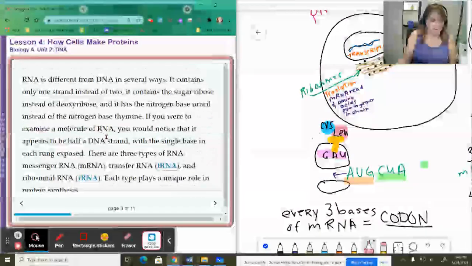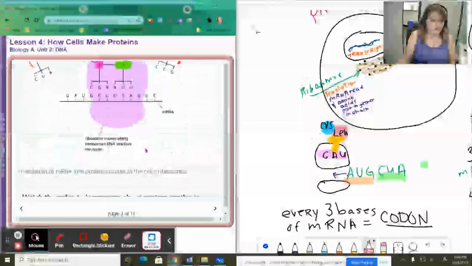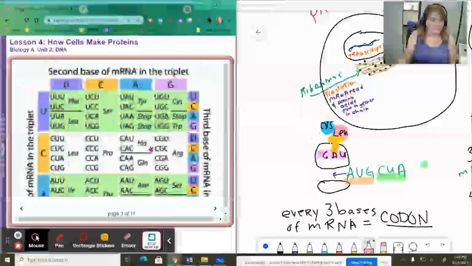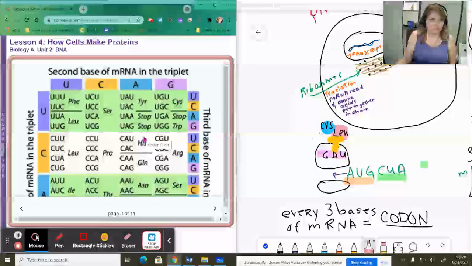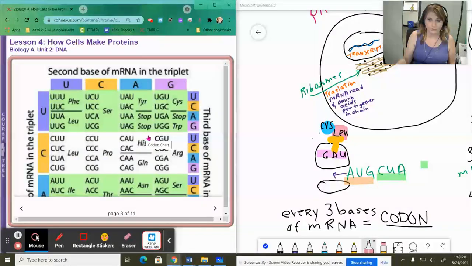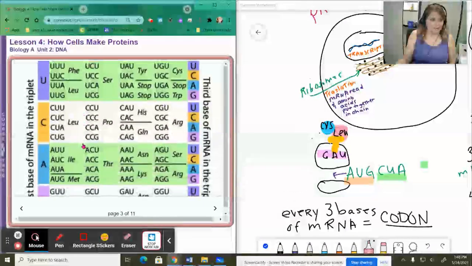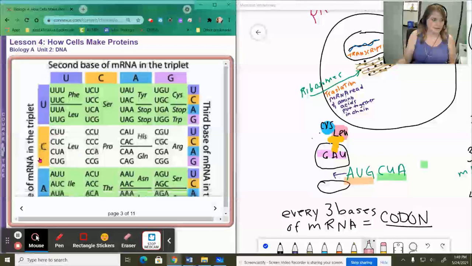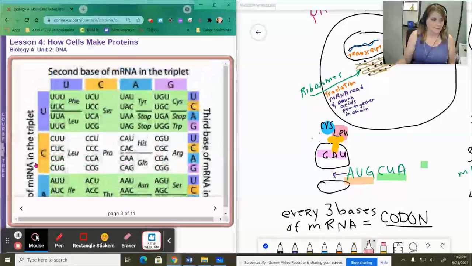Now this picture, I keep going back to it in your lesson. If you go all the way down, it goes through this chart. This chart's going to show you all the codons and which amino acids they code for. So remember, a codon is 3 bases in a row, 3 RNA bases. Every strand of messenger RNA is read 3 bases at a time. Each 3 bases is a codon. When you read this, you start with the left side. That's the first base in the triplet. The top is the second base, and the side is the third base.